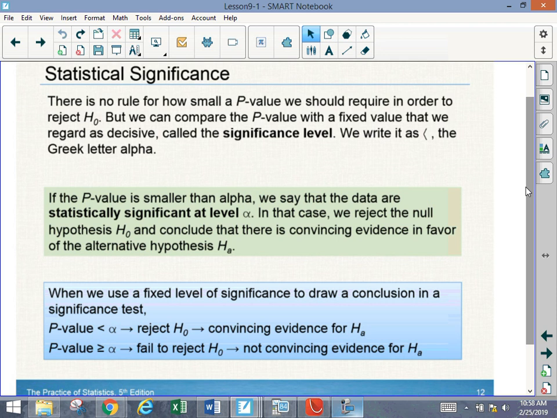So if your alpha level is stated to be 0.05, if you come up with a p-value that is less than 0.05, then you will reject the null hypothesis. If you come up with a p-value greater than 0.05, then you will fail to reject the null hypothesis. Like a 5% chance, essentially, of it occurring.